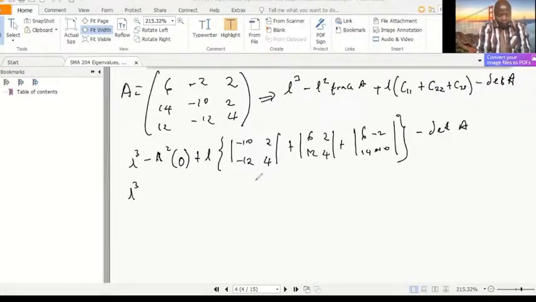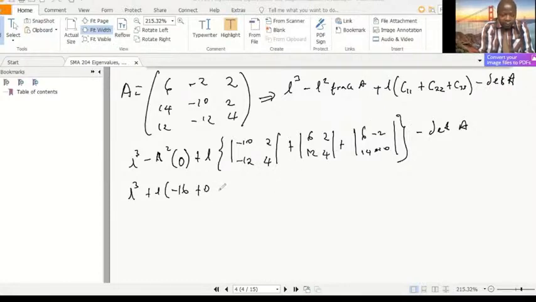And the lambda squared times 0 will be 0. Then this one will be lambda into, this is negative 40 minus 24. That is 16. And this is 24 minus 24, which is 0.